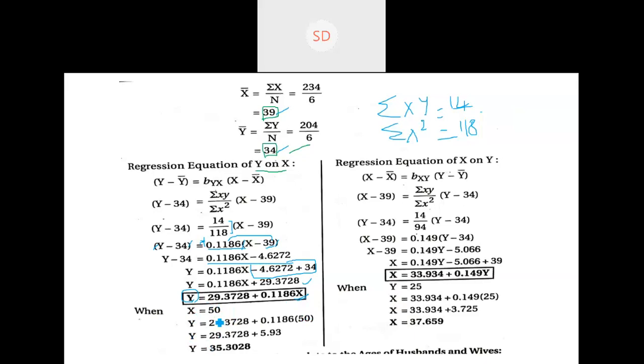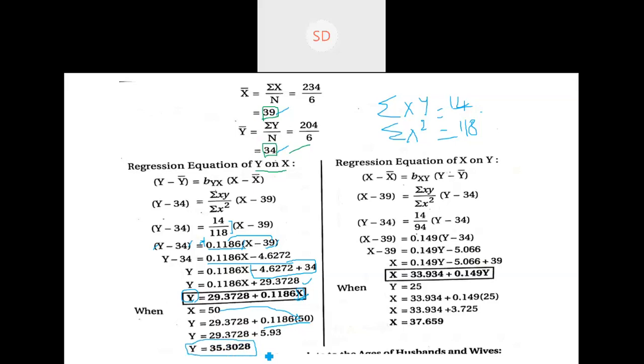Okay, so x is equal to 50. So in this place of x I am going to substitute 50. So y is equal to 29.3728 plus 0.1186 into 50. X is equal to 50. Fine. Next step is I'm supposed to multiply these two terms, that is 0.1186 into 50, which will give me 5.93. And then if I add 5.93 with 29.3728, I get the y value. I'm predicting the y value with the equation to be 35.3028.